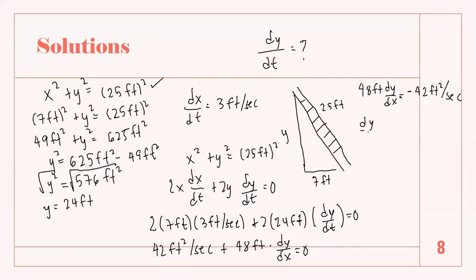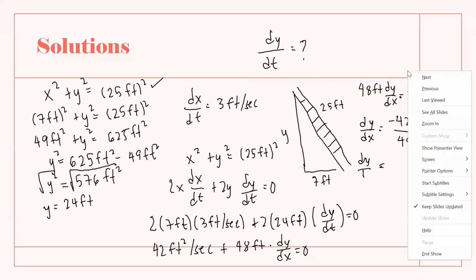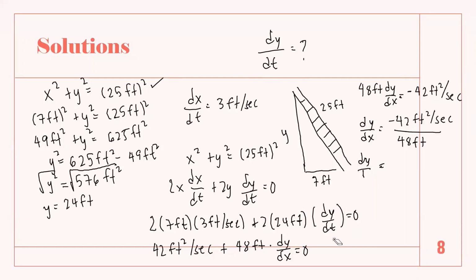Okay, so now what are we going to do next is we're going to solve for dy over dx by dividing both sides by 48 feet. Okay. So, ngayon, magsisimplify na tayo ng lowest term. So, dy over dt pala ito. Sorry. So, it's not dy. Sanay kasi ako sa dy over dx. Kaya, dy over dt ito. Okay. So, imbis na dx sa baba, magiging dt na siya.